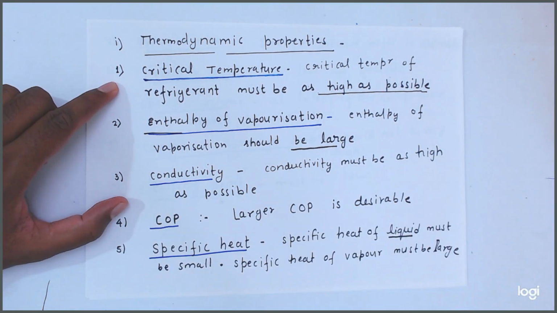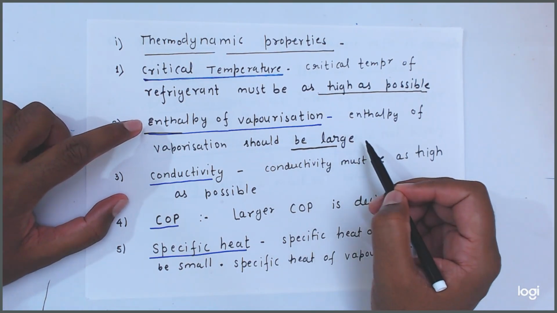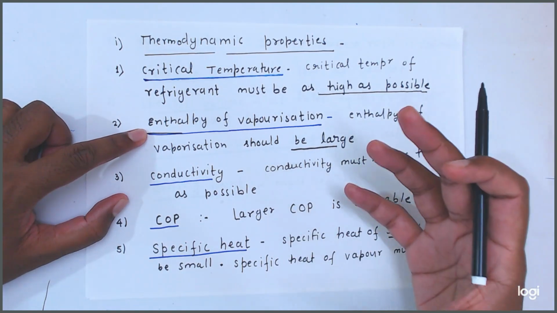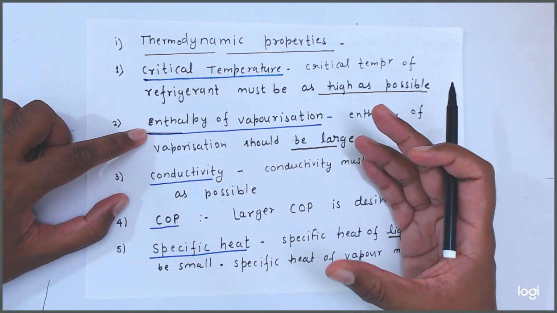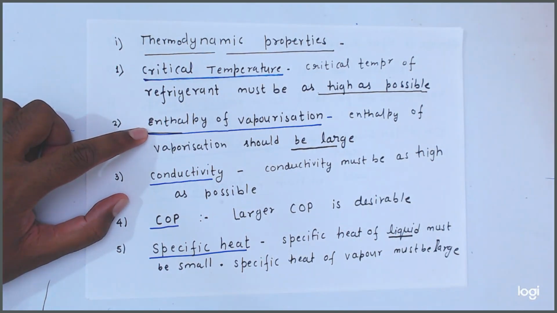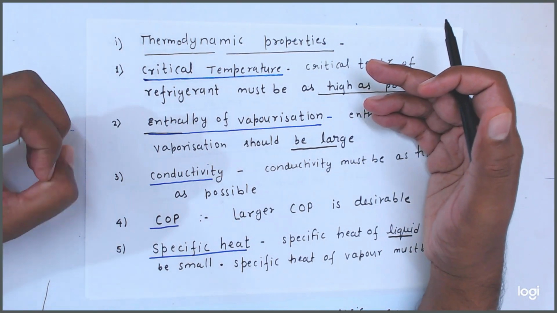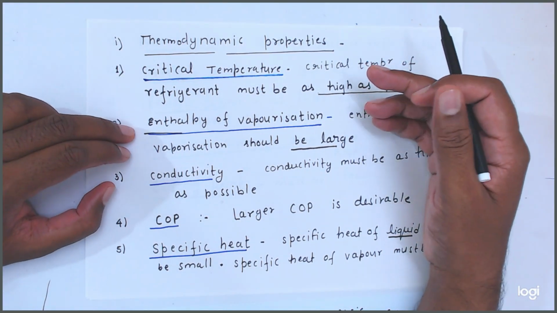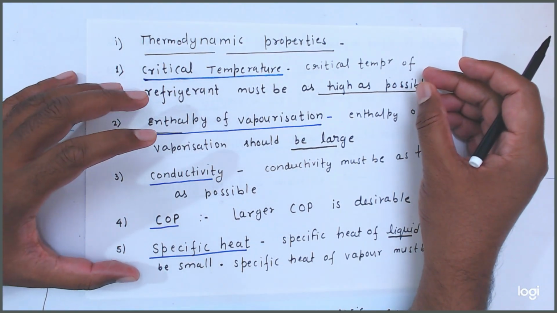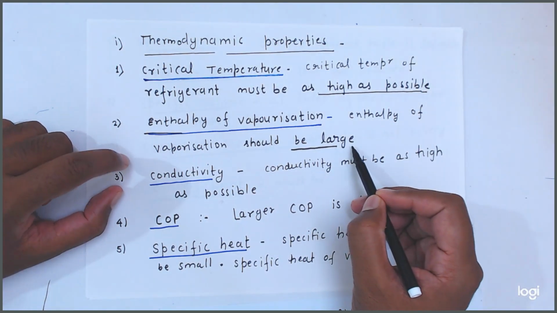Okay. Enthalpy of vaporization should be large. What is the meaning of enthalpy, friends? Enthalpy is the heat addition at constant pressure. So it should be large so that it can absorb more and more heat from the system. Okay.